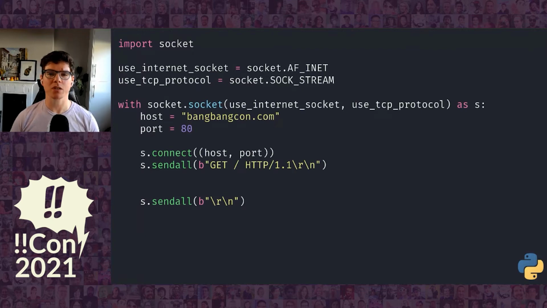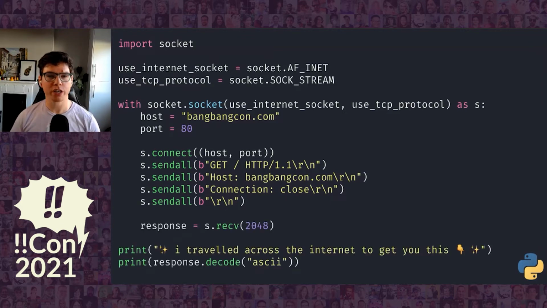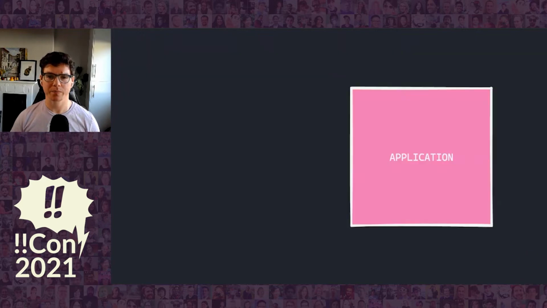And before we jump into Napster, we'll start with an example using HTTP by firing some binary data to the Bang Bang Con server. And we can even add a couple of headers to make it look especially legitimate. And we can get a really cool response back. And this turns out to be a nifty piece of HTML telling us to use HTTPS.